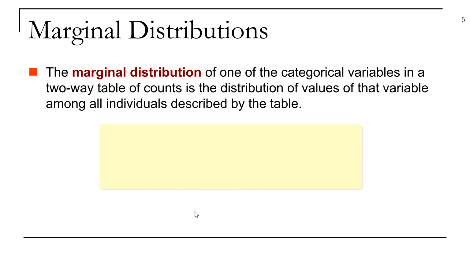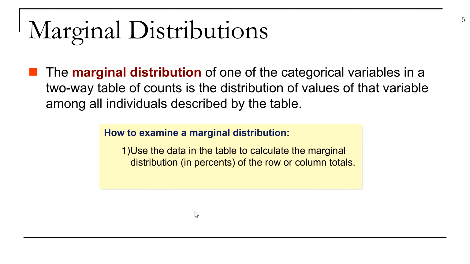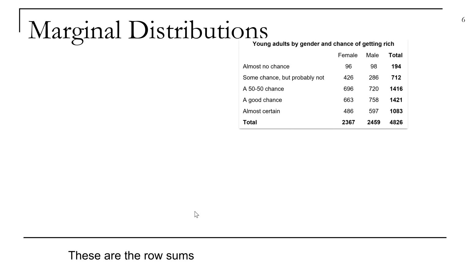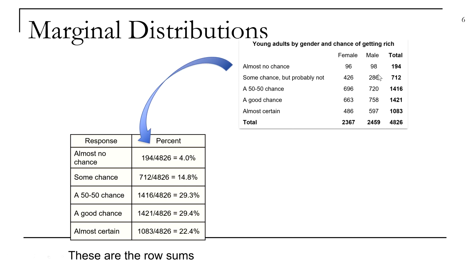Now, the marginal distribution of a table says, let's just look at rows or let's look at columns. So let's look at just one part of the table at once. And so here we have young adults by gender and chance of getting rich. This is the table we start with. And now let's just look at these categories here. 194 out of 4826 feel there's almost no chance. 712 out of 4826 feel there's some chance. 1416 out of 4826 feel there's a 50-50 chance, and so forth.